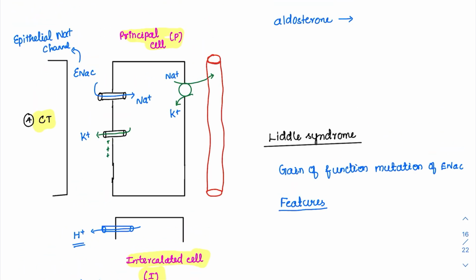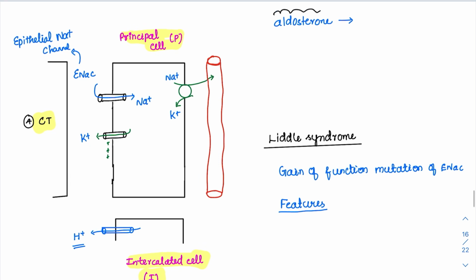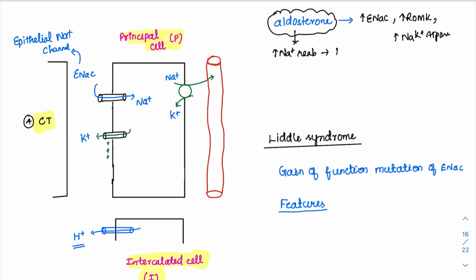And here one more hormone acts on this receptor, that is aldosterone. Aldosterone increases the activity of ENaC channels. Not only ENaC channels, it also increases the activity of the ROMK channel, a potassium channel, and the sodium potassium ATPase. That's why aldosterone has a very good ability to increase sodium reabsorption, increase the ECF volume and correct the hypovolemia. That is the function of aldosterone. We all know that.